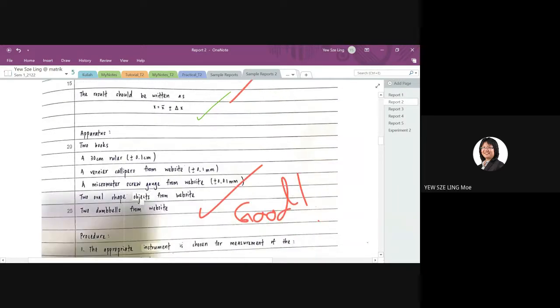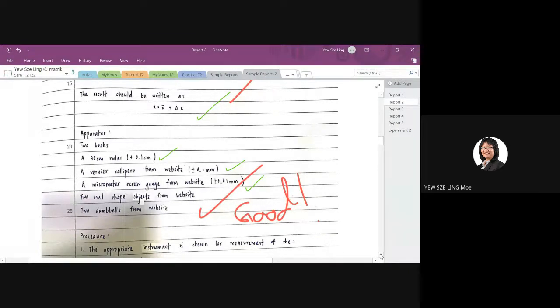And then this one is very good because she has all the sensitivity. A lot of you miss out the sensitivity. You forgot to state the sensitivity in the list of apparatus. So if there is no sensitivity, 1 mark will be deducted. Sensitivity is a must because you're using measuring apparatus. You need to tell the reader the sensitivity of the tools that you're using, so that people can have an idea of your readings and see how accurate your final answer can be.